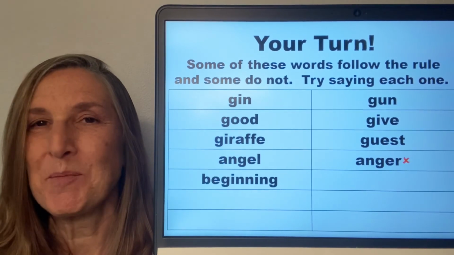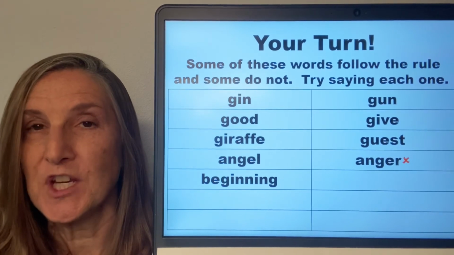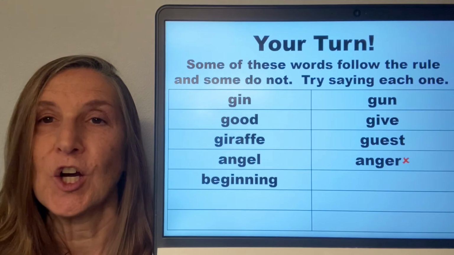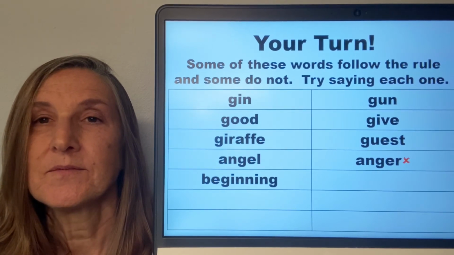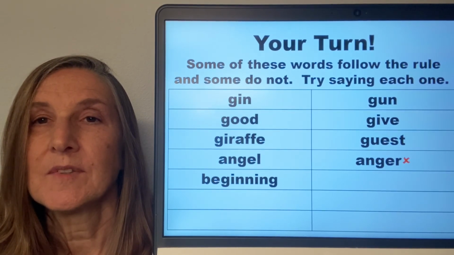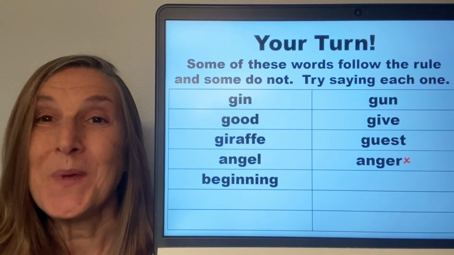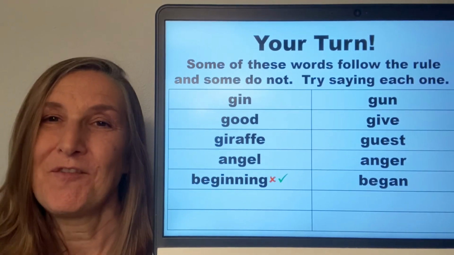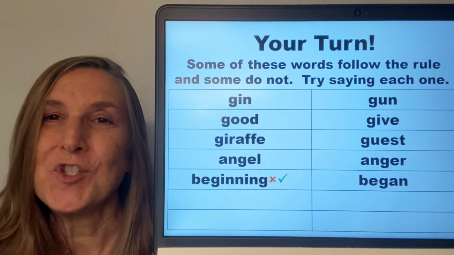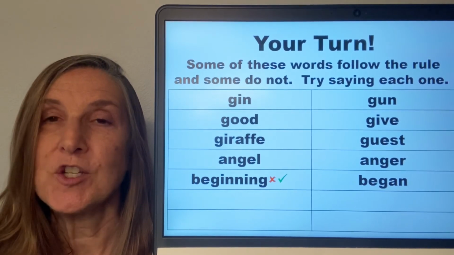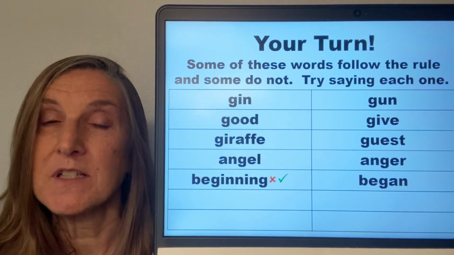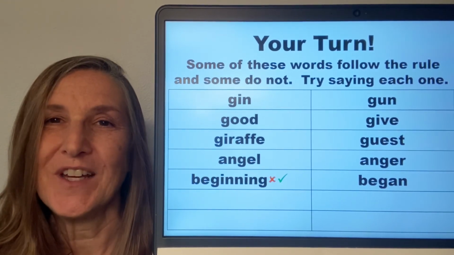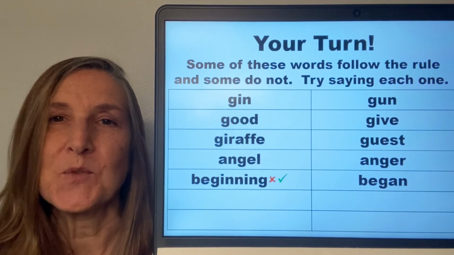Anger is an exception. We would expect that soft G because it's followed by an E, but it's a hard G, anger. This next word, beginning, is both an exception and a rule follower. The first G, beginning, is a hard G. We would expect it to be soft because it's followed by an I, and the G at the end is a hard G.